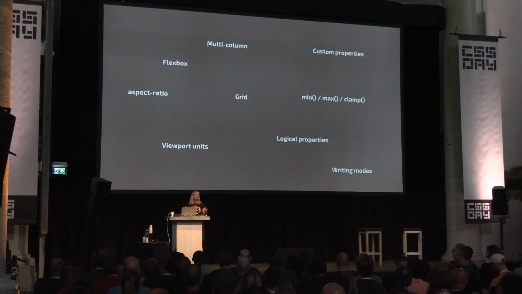So, we've had multi-column and viewport units. We've had logical properties and writing modes, which, not exclusive to layout, help us a lot, and provide us with other layout tools and features. And then we had grid and custom properties, which dropped at the same time.